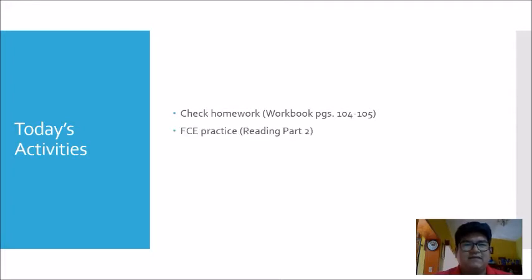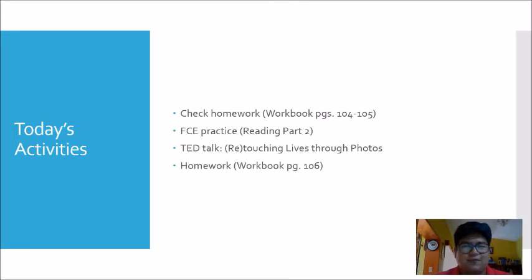Now, the next activity is we're going to do some FCE practice, which will be reading part 2 for practice test 5 with teacher Laurita. Okay, you guys have been working on this with her. And then today we're going to watch a TED Talk that is called Retouching Lives Through Photos. It's really interesting. We're going to talk about tsunamis, about earthquakes, about some disasters, and some photos. And finally, we're going to assign homework, which will be workbook page 106, okay?